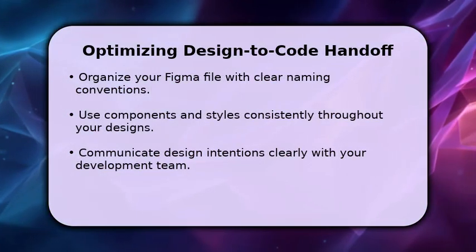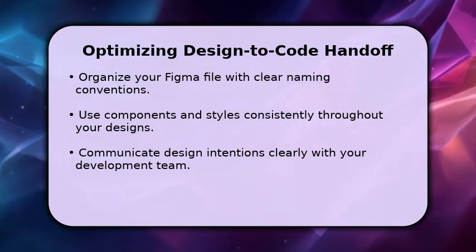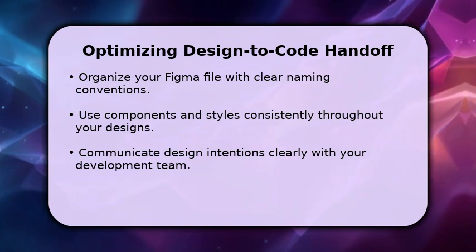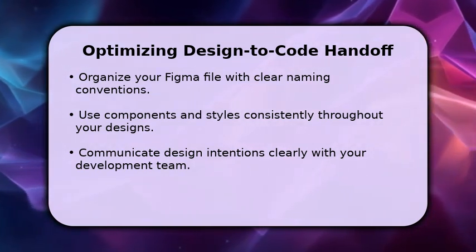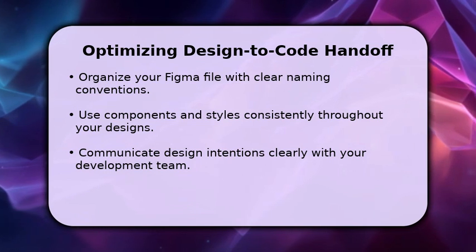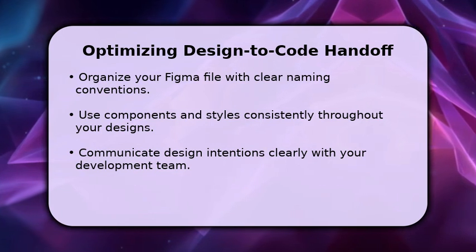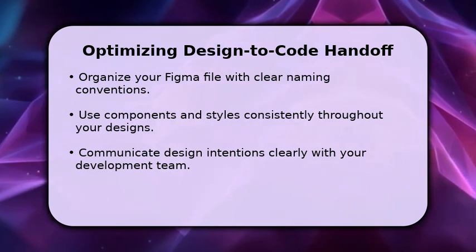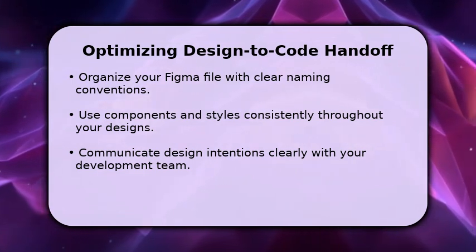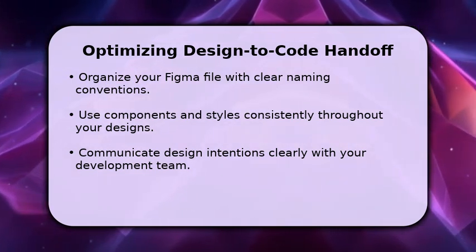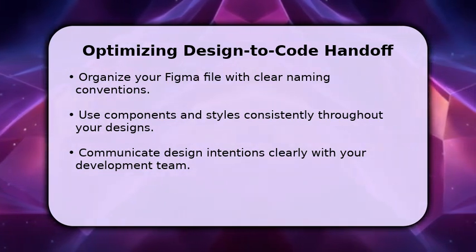To ensure a smooth design-to-code handoff, best practices are essential. Maintain a well-organized Figma file with consistent naming for layers and components. Utilize Figma's styles and components to create a cohesive design system, which makes code generation more predictable. Clear communication with developers about design intent and any specific interactions is also crucial. Regularly reviewing the generated code helps ensure accuracy and efficiency in the final product.